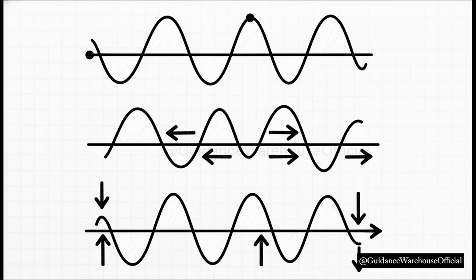Your displacement, meaning where you are at time t, is a cosine function. Your velocity, how fast you're moving, is a sine function. And your acceleration is also a cosine function, which is directly proportional but pointing in the exact opposite direction to your displacement.